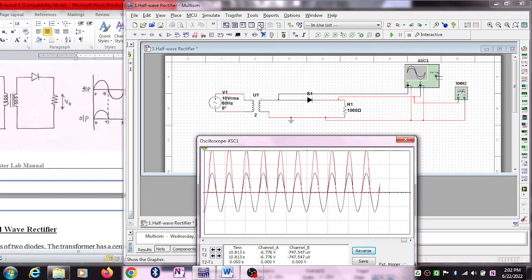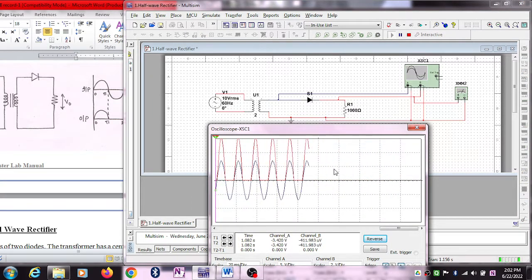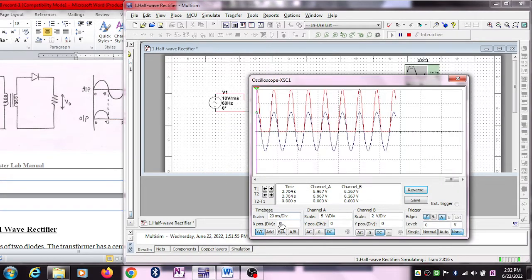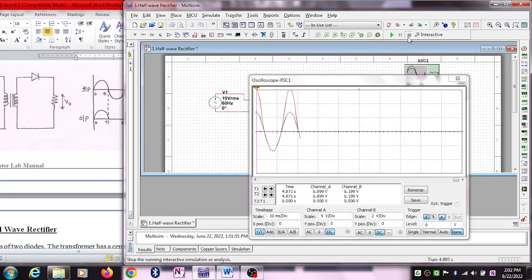Let us now simulate this, run it, and this is what you are getting. The red is connected to the output, the blue line is connected to the input. Just pause it so you can see it better. Blue is giving you the input, the full cycle, and the red is giving you the output. So the output is present only during the positive half cycle. During the negative it is zero, and then positive again it is coming.